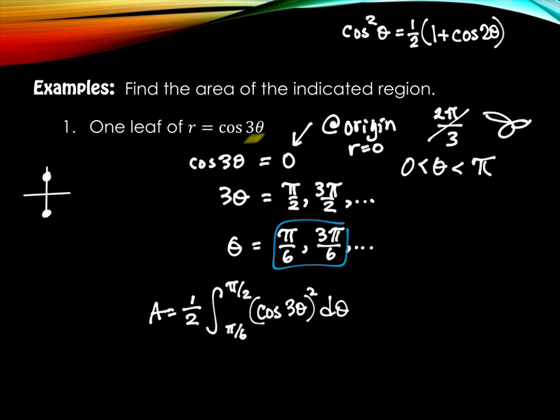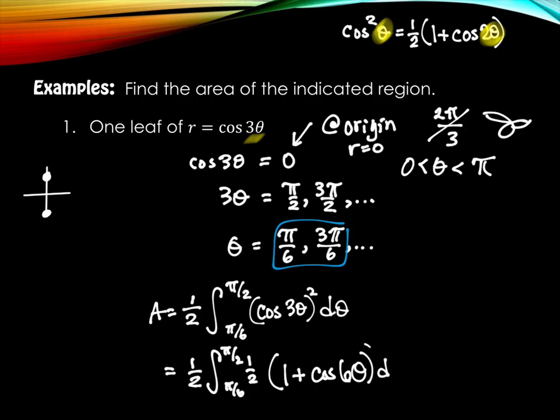Now notice what happens here. Whatever this theta is, it's doubled here. So our theta is not theta, it's 3 theta. So when we double it, we're going to get 6 theta. Make sense? Okay, you're going to double whatever angle you have. So with ours then, we already have a 1/2, but we're getting another 1/2. We still have pi over 6 and pi over 2. But now we're going to have 1 plus the cosine of 6 theta, d theta.